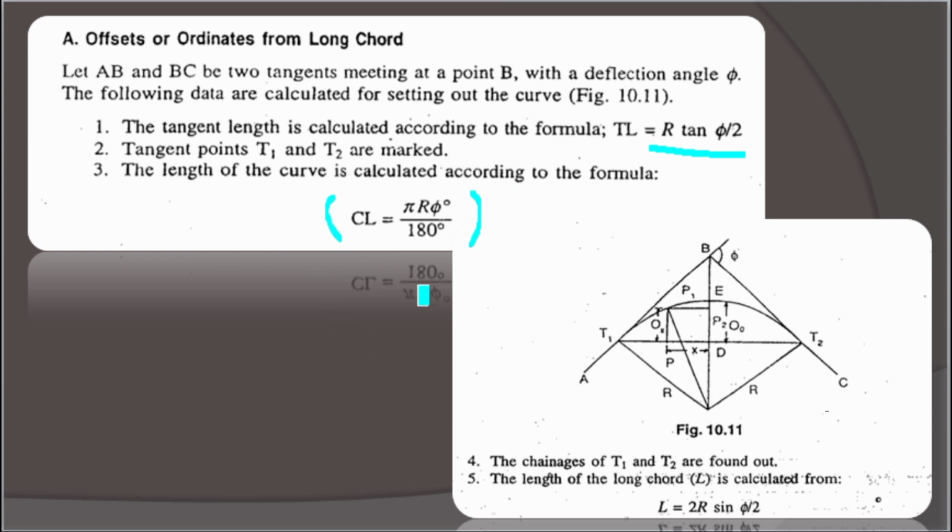I know we have a concept about that. Then the chainages of T and T1 can be found. Then the length of the long chord can be calculated. So this is the formula for finding the length of the long chord: 2R sine theta by 2. So this is what we need to be calculating.